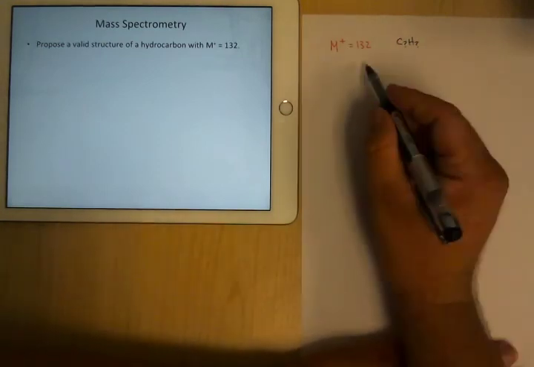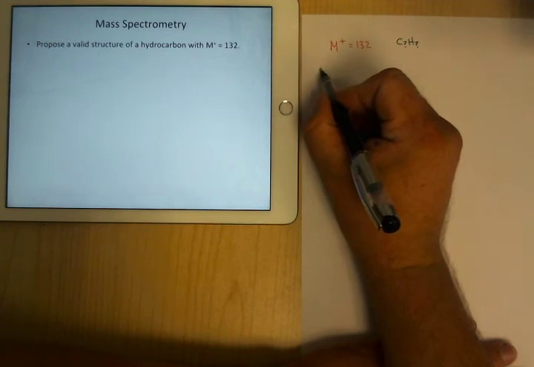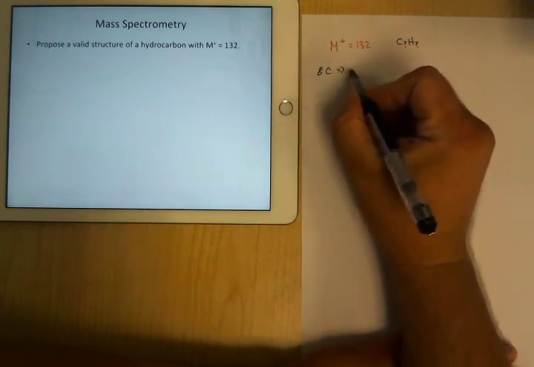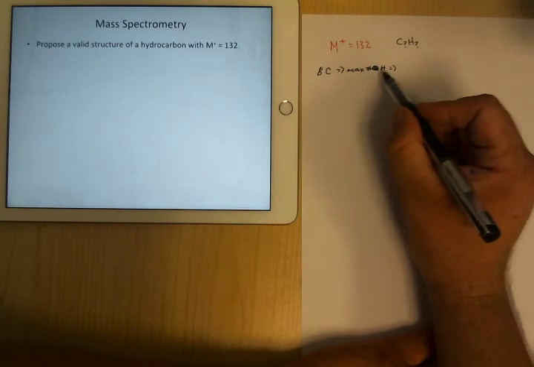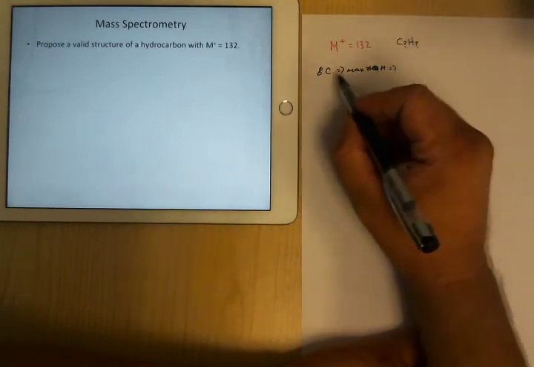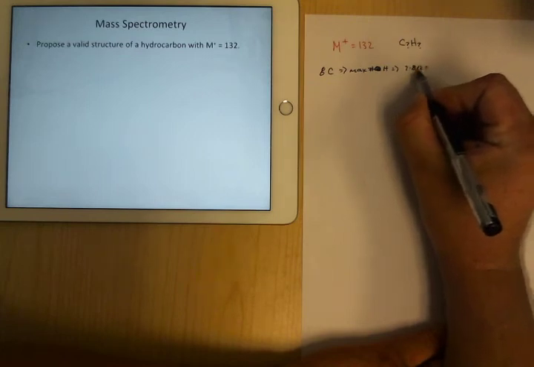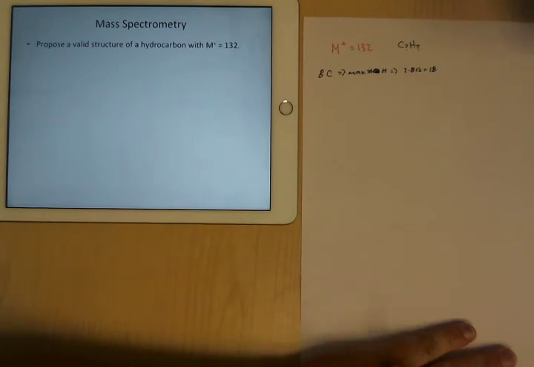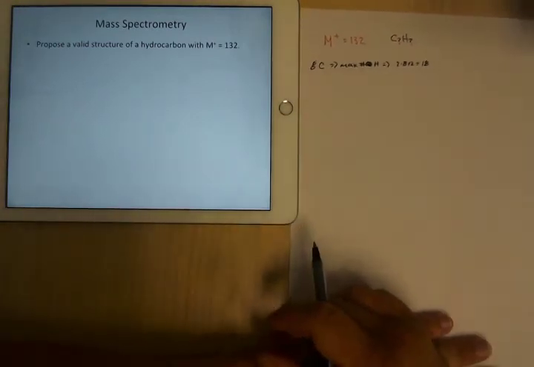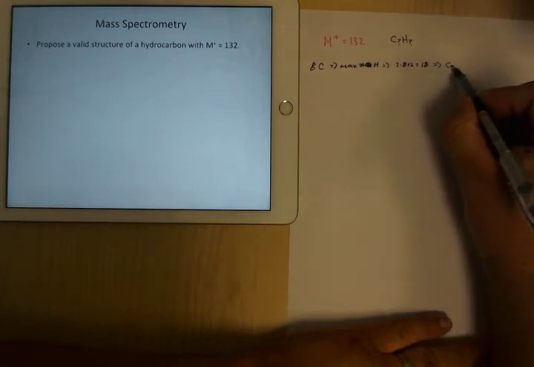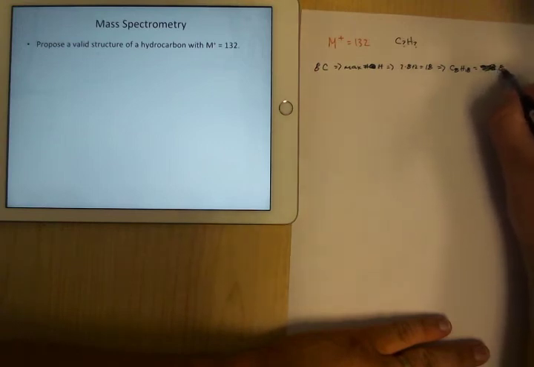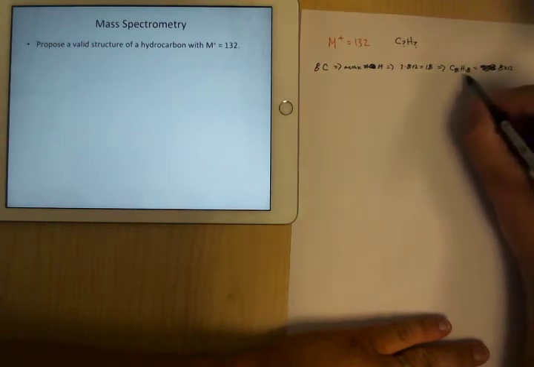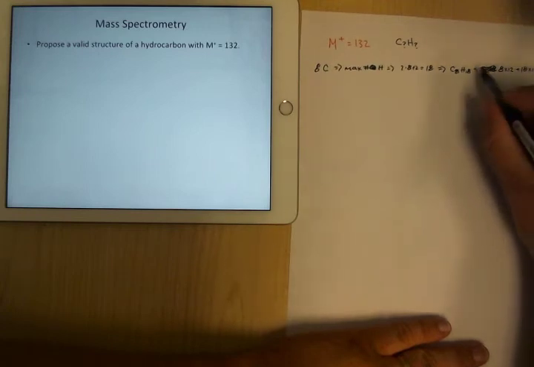So let's say we had 8 carbons. What's the maximum number of hydrogens we can have? It would be 2 times 8 plus 2, which is 18. So the maximum formula is C8H18. Each of the 8 carbons is times 12, and then plus 18 times 1 for the mass of the hydrogens.